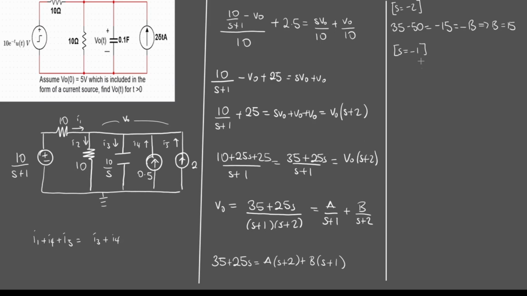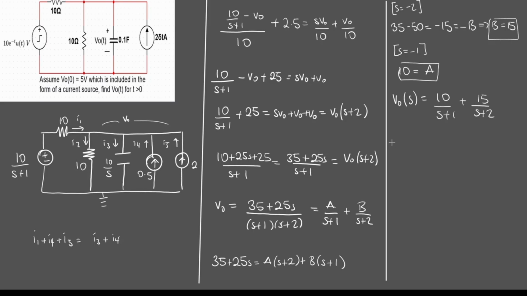Setting S to be minus 1, so we can get rid of B. Okay, so that's going to be 35 minus 25. That's 10. So 10 is going to equal 2 minus 1. That's A. So straight up, 10 equals A, B equals 15. Throw these guys back into our original partial fraction. So we now know that V0 as a function of S is A over S plus 1, right? So what's A? 10. 10 over S plus 1 plus 15 over S plus 2.